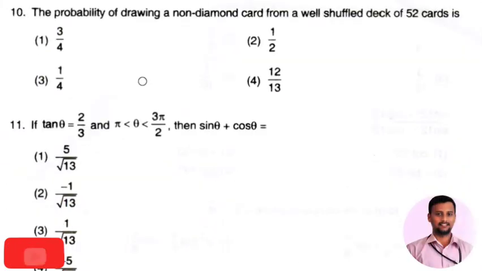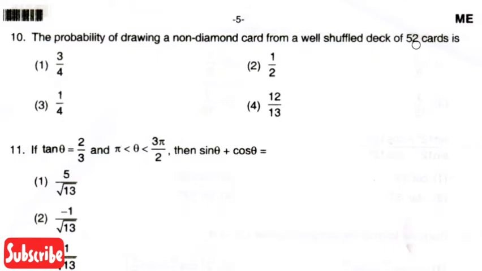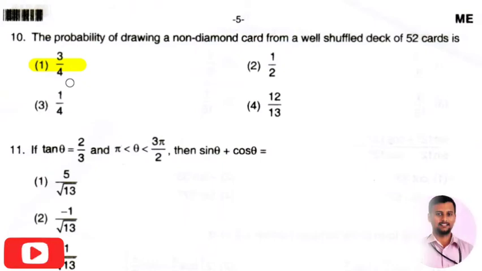And the next question is the probability of drawing a non-diamond card from a well shuffled deck of 52 cards is, the right answer is option 1, that is 3 by 4. 3 by 4 is the right answer. So that is the probability for drawing a non-diamond card.